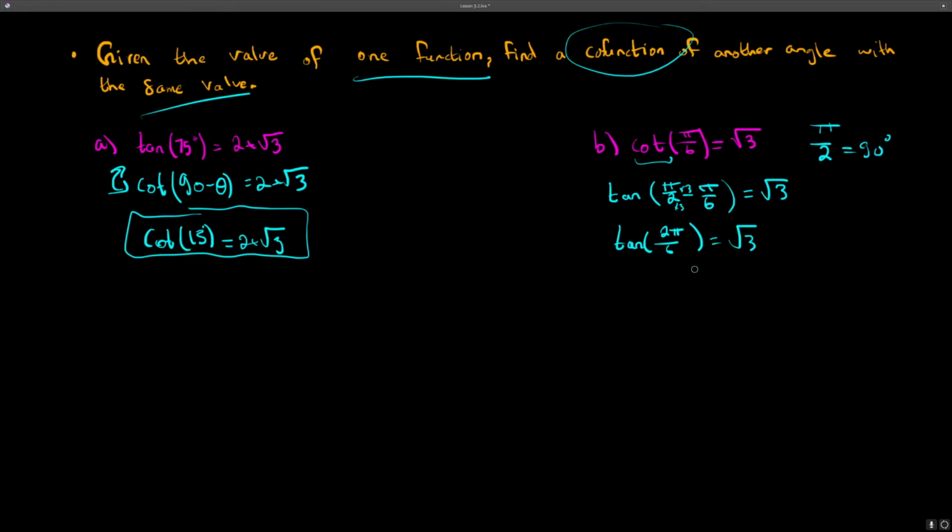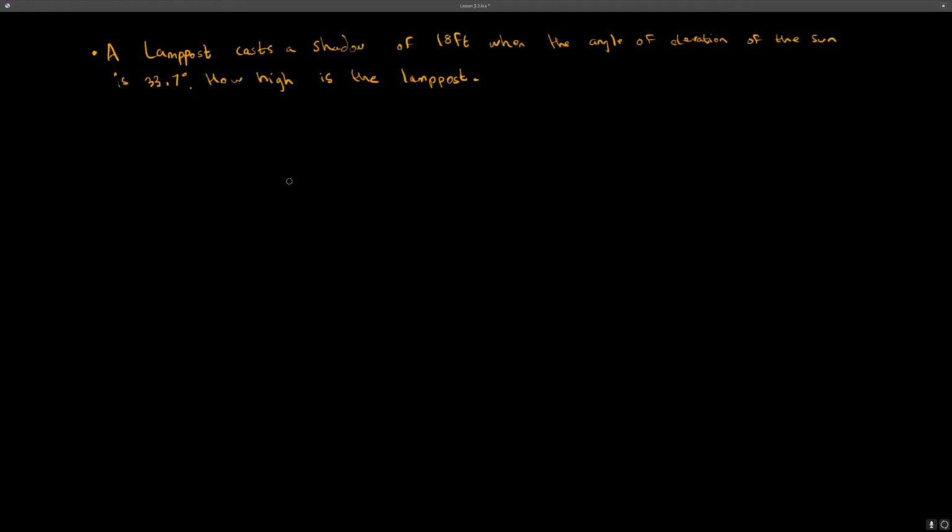Equal to radical 3. And then you can simplify this. It'll be tangent pi over 3 equals radical 3. That'll be your answer.